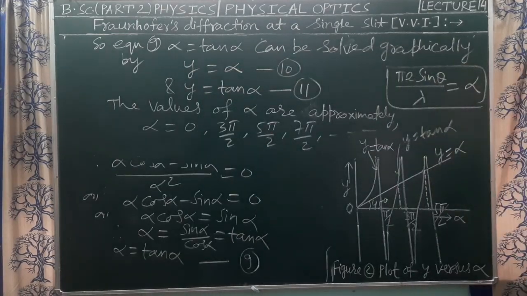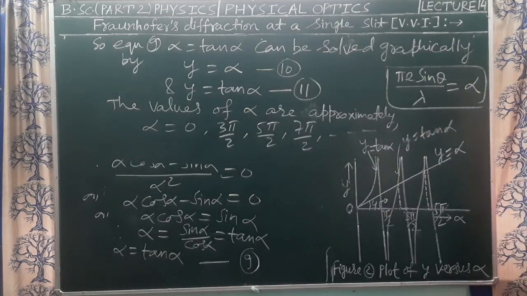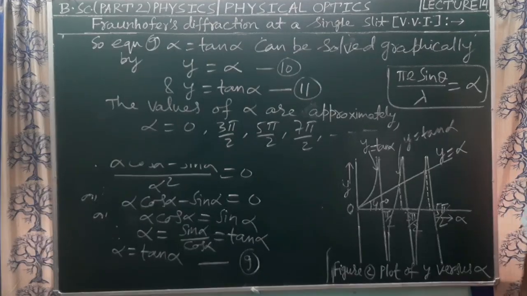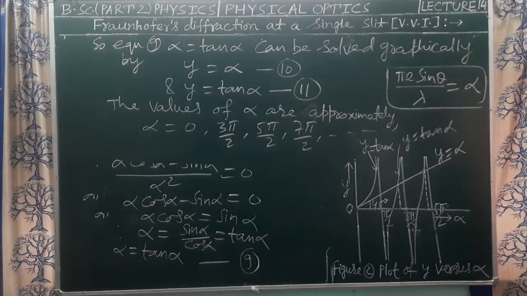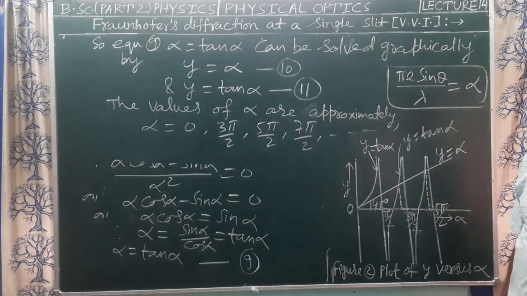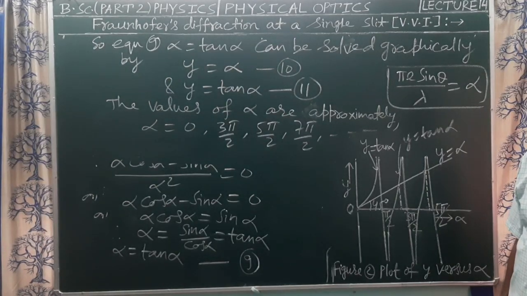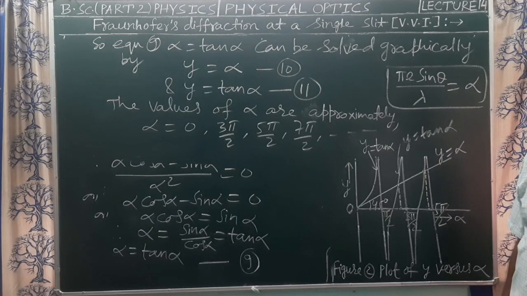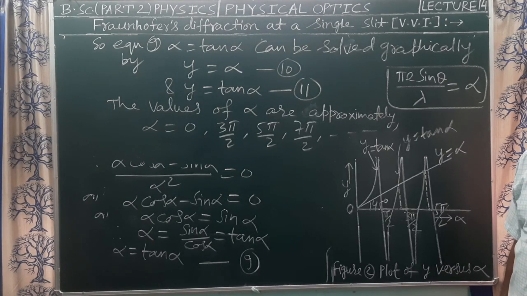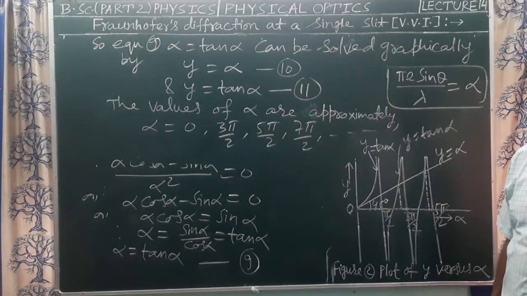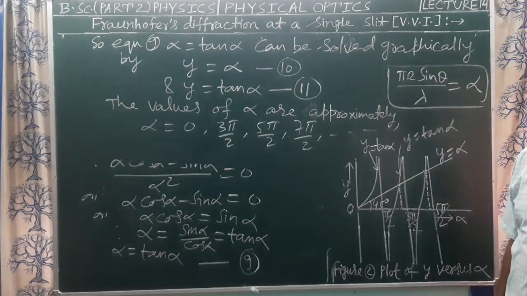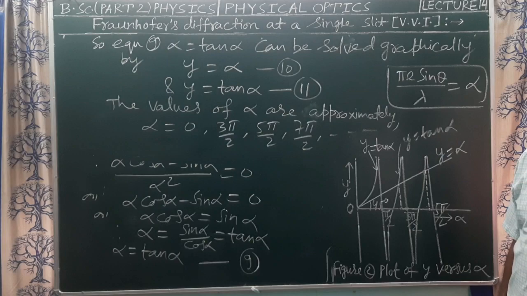Putting these values of alpha in the expression for intensity, we have already obtained I equals A square into sin alpha upon alpha, the whole square, that is equation number 6. If we put alpha equal to 0 in equation number 6, we obtain I0 equal to A square upon sin 0 by 0 the whole square, that is A square.